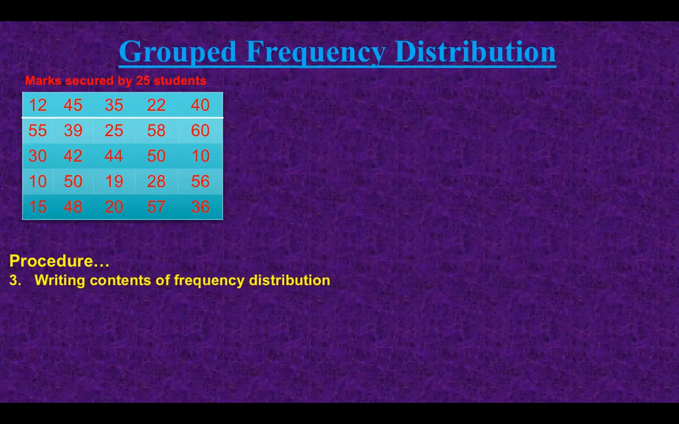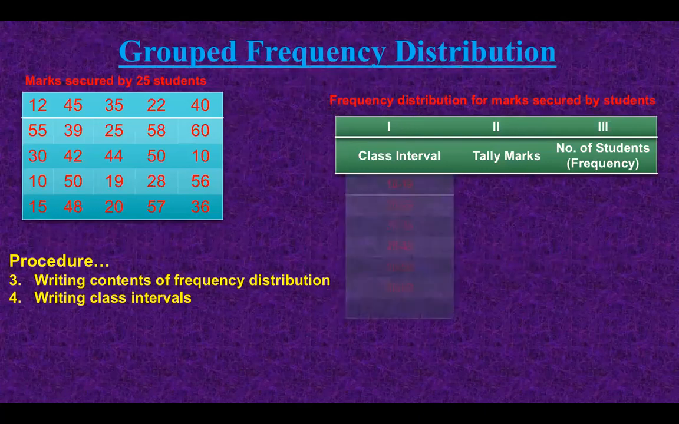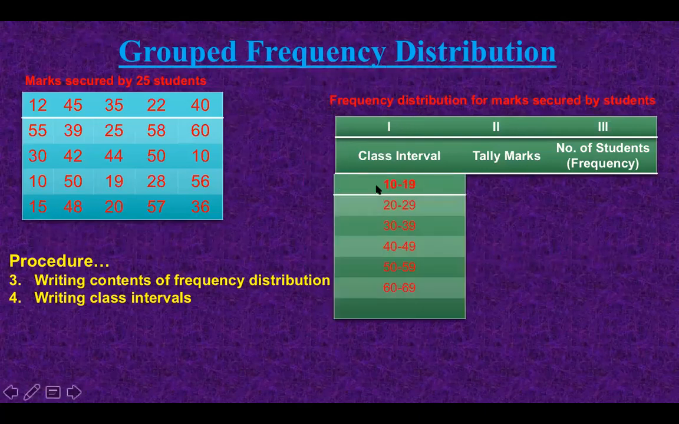And next step is to write the contents of the frequency distribution table. Here I write the class intervals, tally marks, and the number of students in each class, that is, the frequencies. Second, I frame the class intervals. I start from the lowest value. Lowest value in my data is 10. I start from 10 and keep adding the 10 which I found in the previous step, the size of the class interval. So my class intervals are 10 to 19, 20 to 29, 30 to 39, 40 to 49.